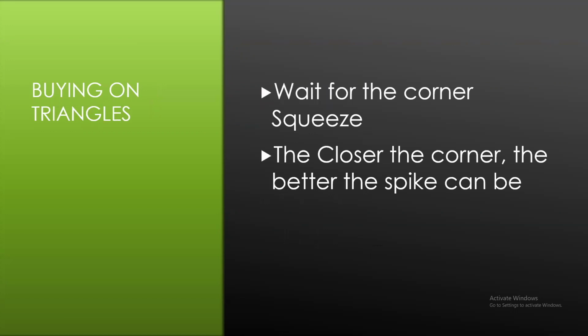Buying on triangles, what do we want to do? We want to wait for the squeeze. The closer to the corner, the better the spike can be, just like in the examples that we went over.